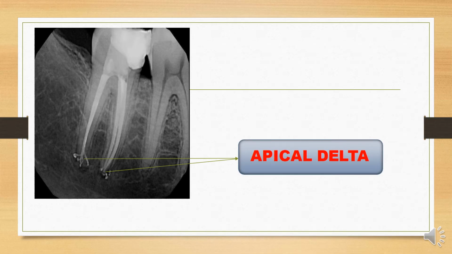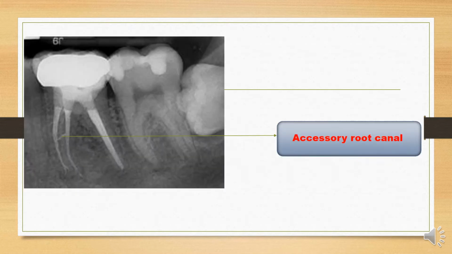Coming to the apical deltas. The apical deltas are the area that contains the maximum number of microorganisms. These apical deltas are usually present in the apical one-third of the root. They are in the shape of a delta, hence they are called the apical delta.